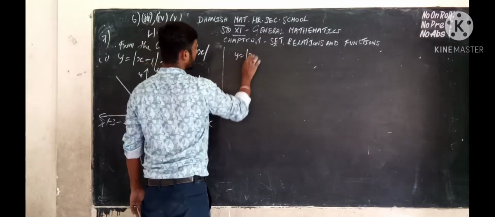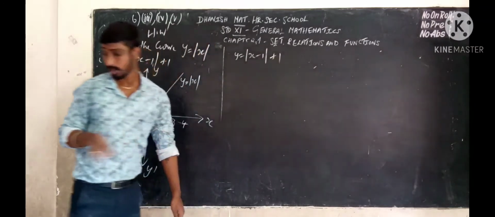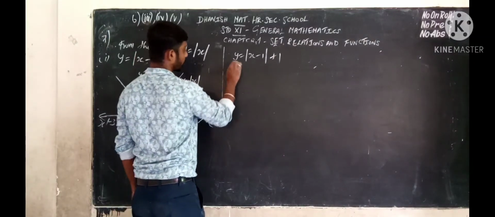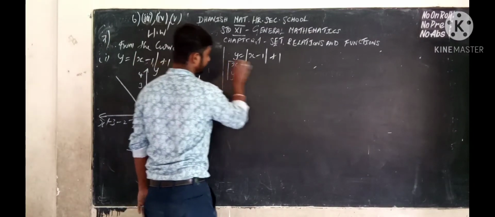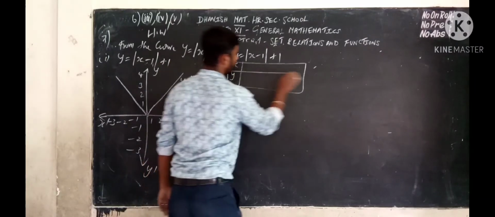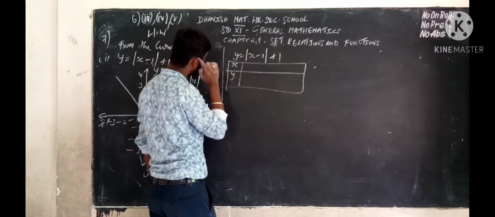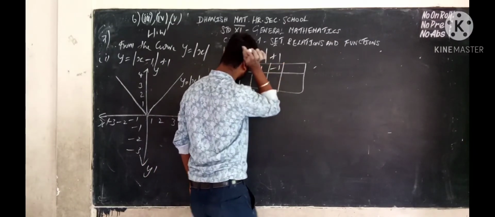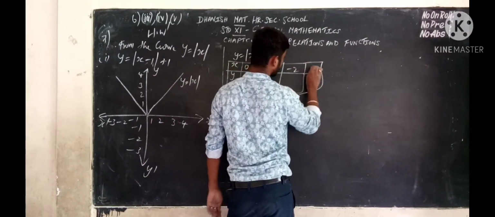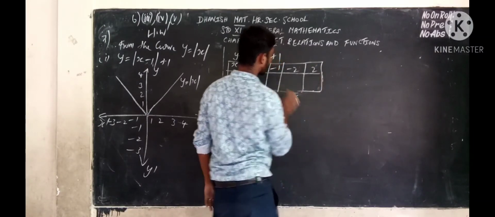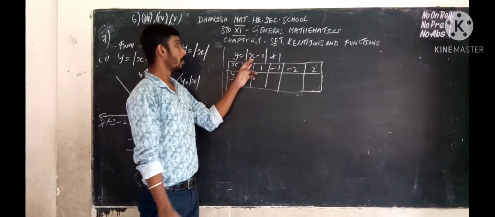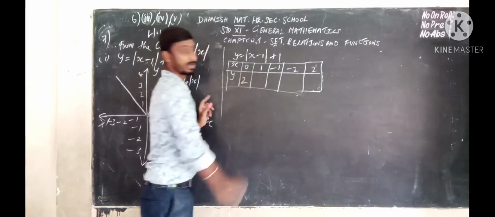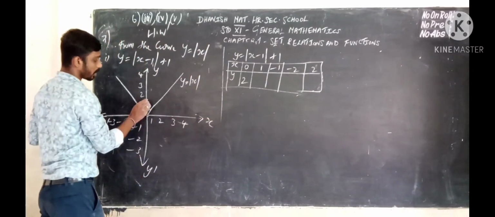So y is equal to modulus of x minus 1 plus 1. Now we are going to apply the value for x equal to 0. So let's draw the table, x and y. Here now I am applying 0, 1, then minus 1, then minus 2 and plus 2. So what values are we getting here? My 0 means 0 minus 1, modulus of 1 will be plus 1, that will be 2. So the first point is 0, 2.